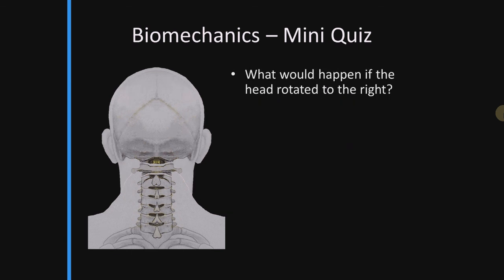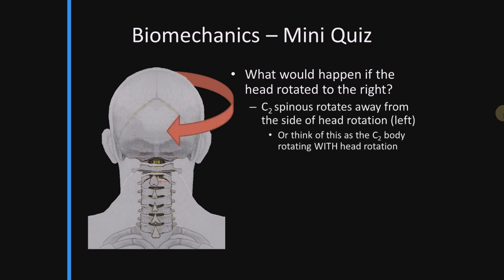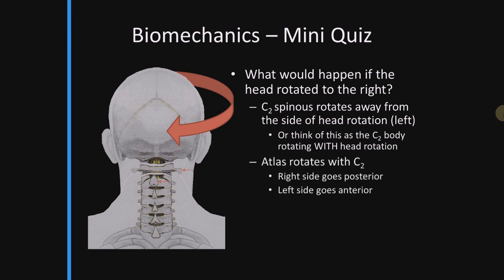What would happen if we rotated the head to the right? The C2 spinous will rotate away from the side of head rotation. Or you could actually look at this as a C2 body rotating with head rotation. So we rotate the head to the right, C2 spinous goes to the left. As atlas stays with C2, the right side will typically go posterior and the left side will go anterior.